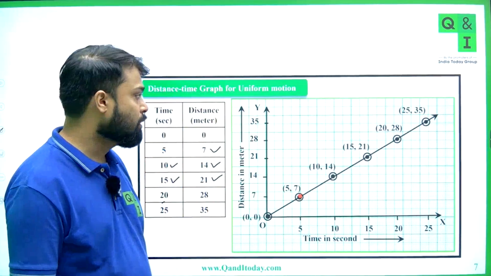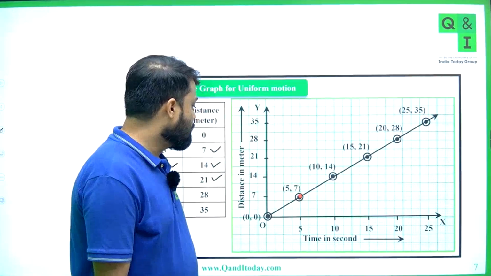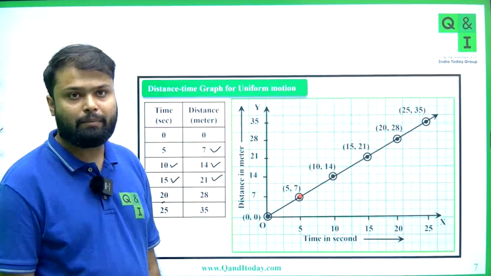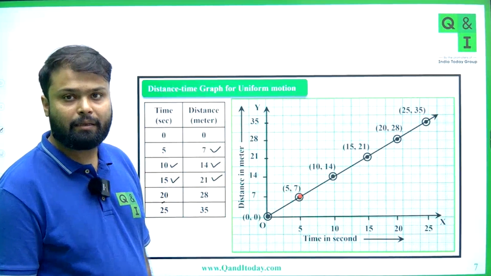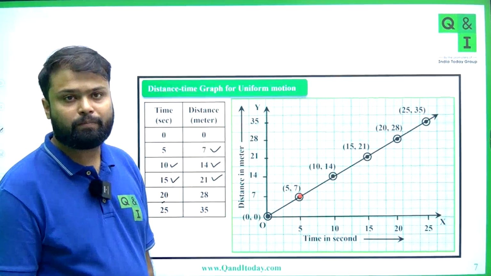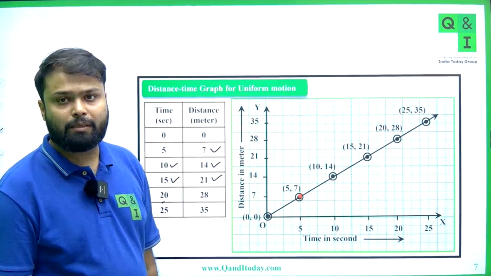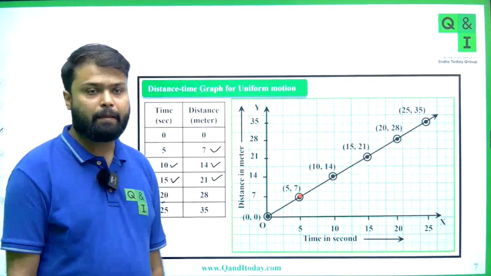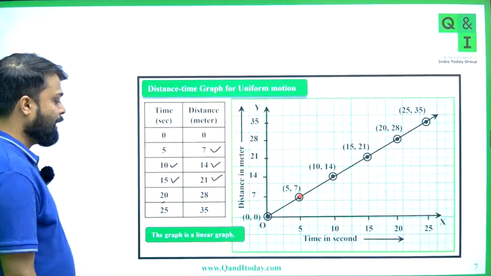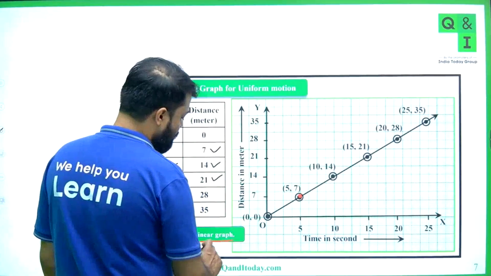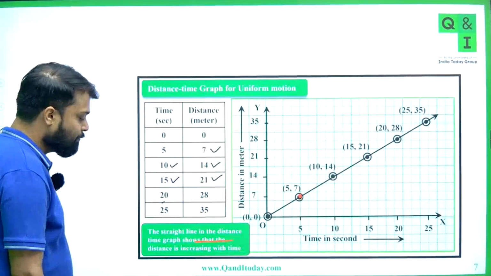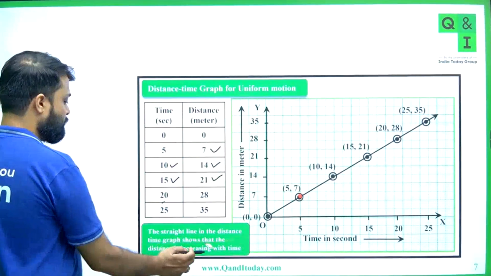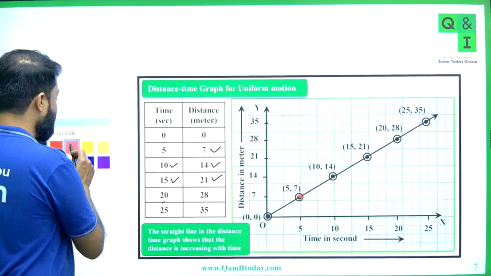Uniform motion, very good. So for uniform motion, the distance time graph is a straight line. Yes or no? So the graph is a linear graph. The straight line in the distance time graph shows that the distance is increasing with time.